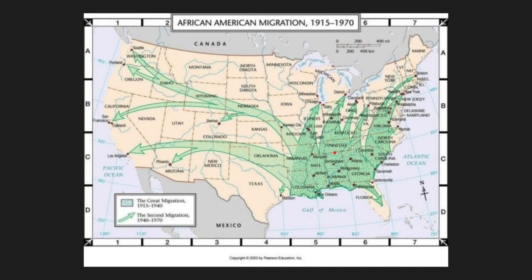And here's a map. You see the first wave, where many people came right through here and went to Chicago. Actually, we'll talk about one of those guys today, in this presentation. And then the second wave continued north, and they also went west.